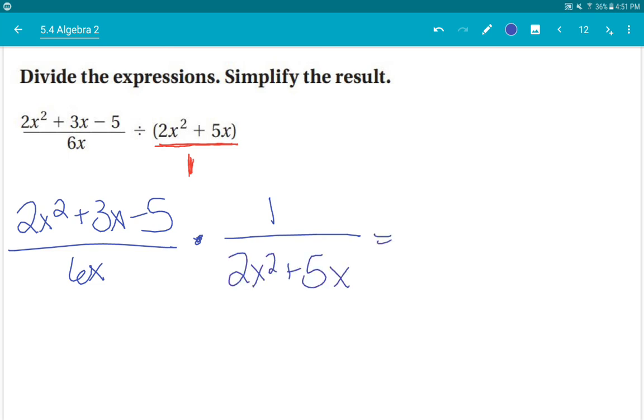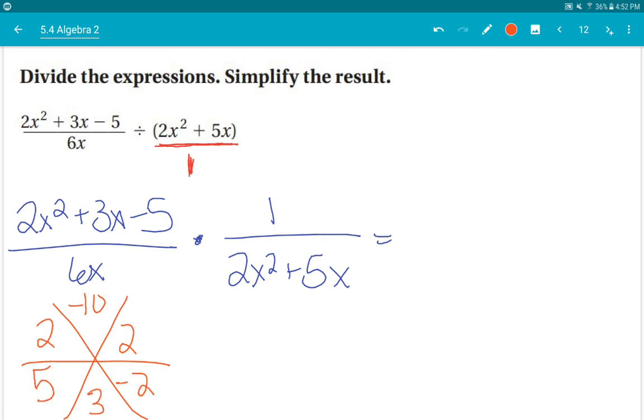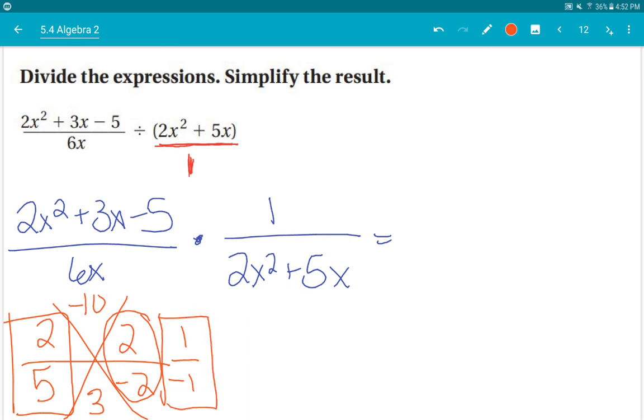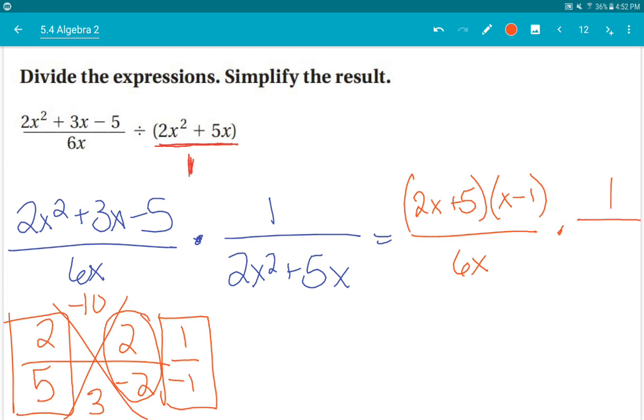We're going to need to factor this. We're going to need the asterisk for this first one here. We have 2, 2, negative 10, positive 3. So that's going to be a 5 and a negative 2. This here is going to simplify to 1 over negative 1. These are the two factors we're going to be using. That's going to give me 2x plus 5, x minus 1 over 6x, times 1 over, if I factor out an x, I get 2x plus 5 in that denominator.